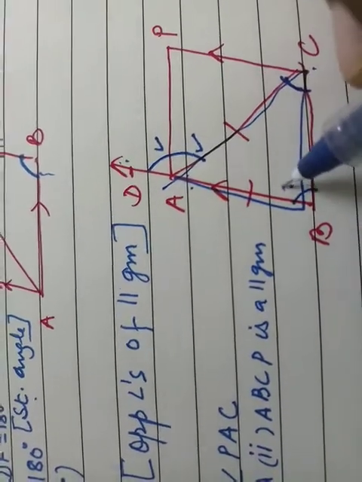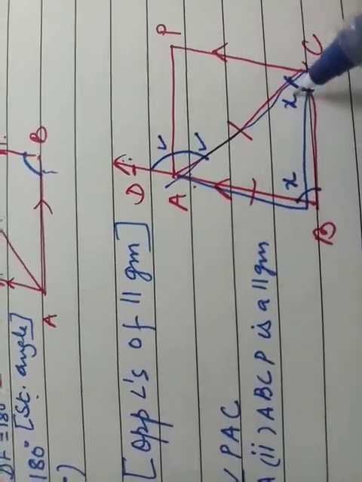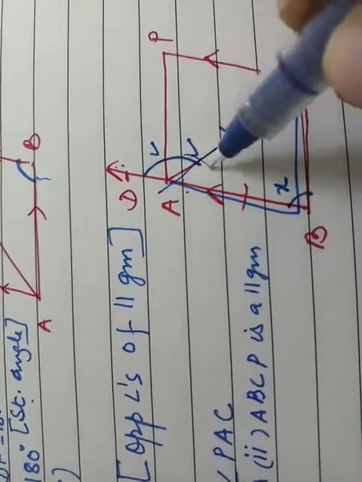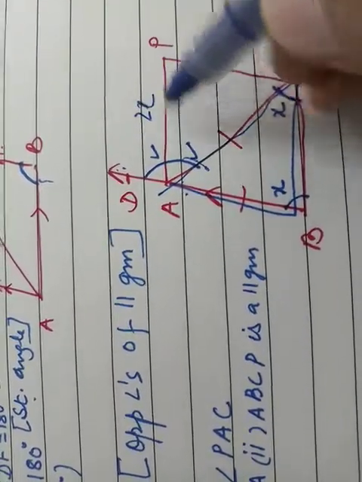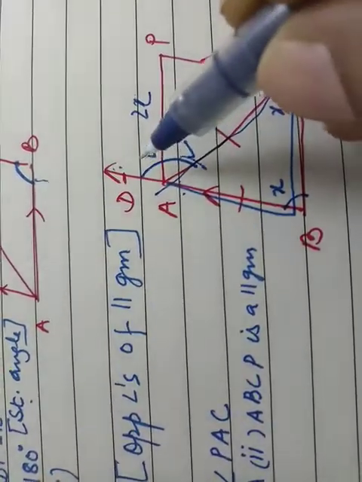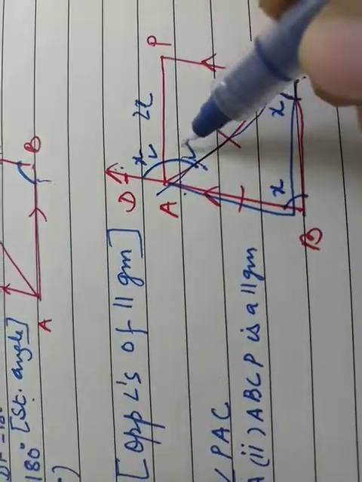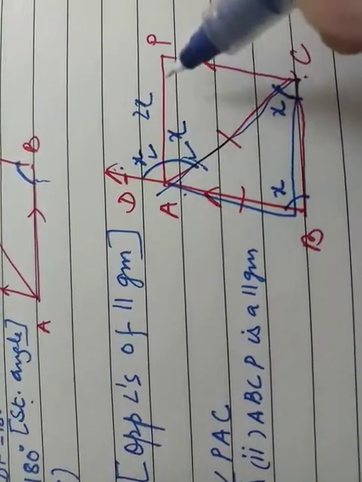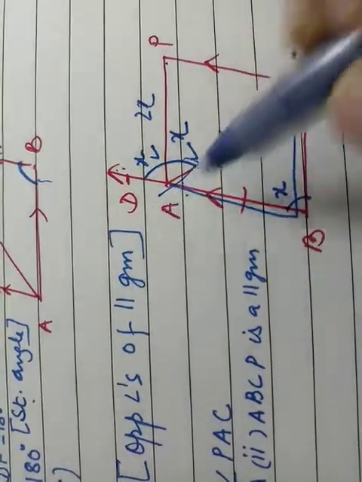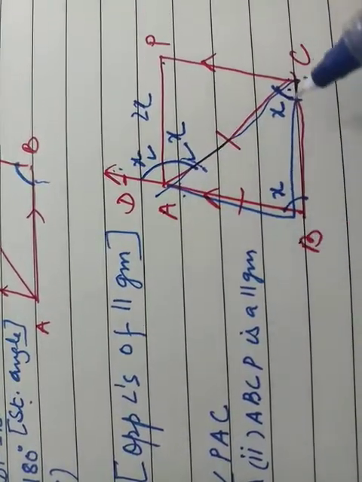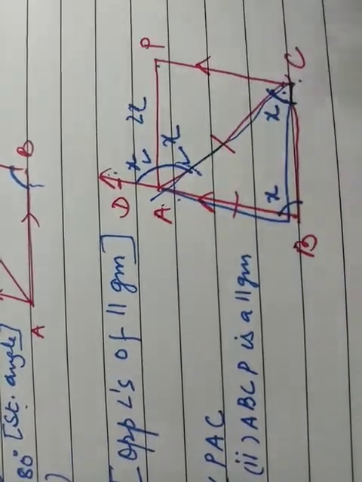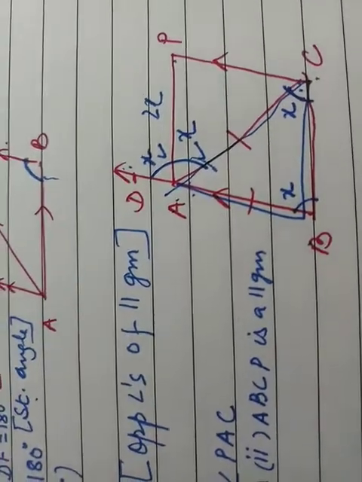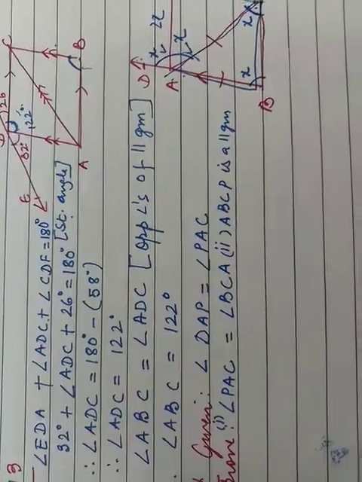So, as this is equal, let this be x. So this will also become x. Therefore, this complete angle is going to become 2x. Now this is the bisector, so this half will become x. This also will become x. Now so we concluded angle PAC is equal to angle BCA. Got it, children? Let's see how we write the proof.